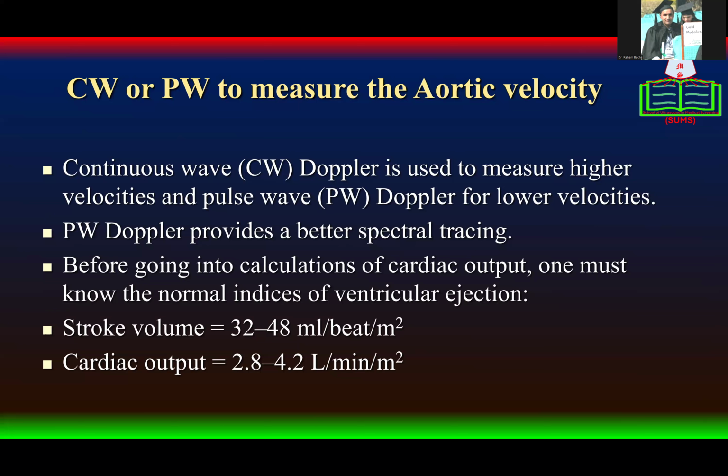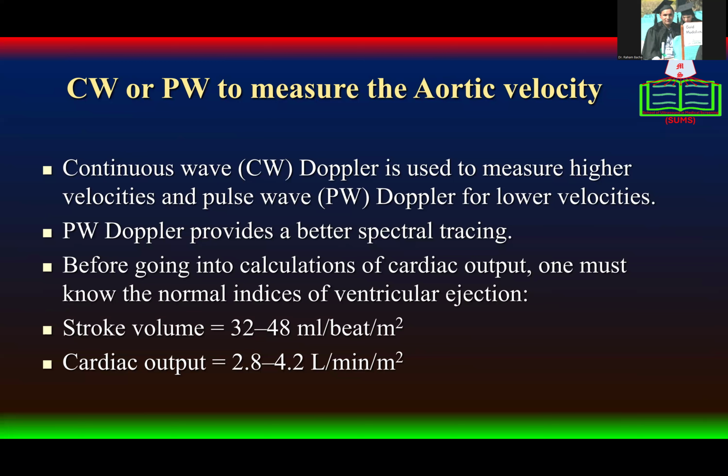Before going into calculation of the cardiac output, one must know the normal values of ventricular ejection. Stroke volume will be 32 to 48 ml per beat per meter square body surface area. If a patient has about 2 meter square body surface area, the normal value will be 2 times 32 to 2 times 48, because this is for 1 meter square body surface area. So for 2 meter square body surface area, these values will be doubled.